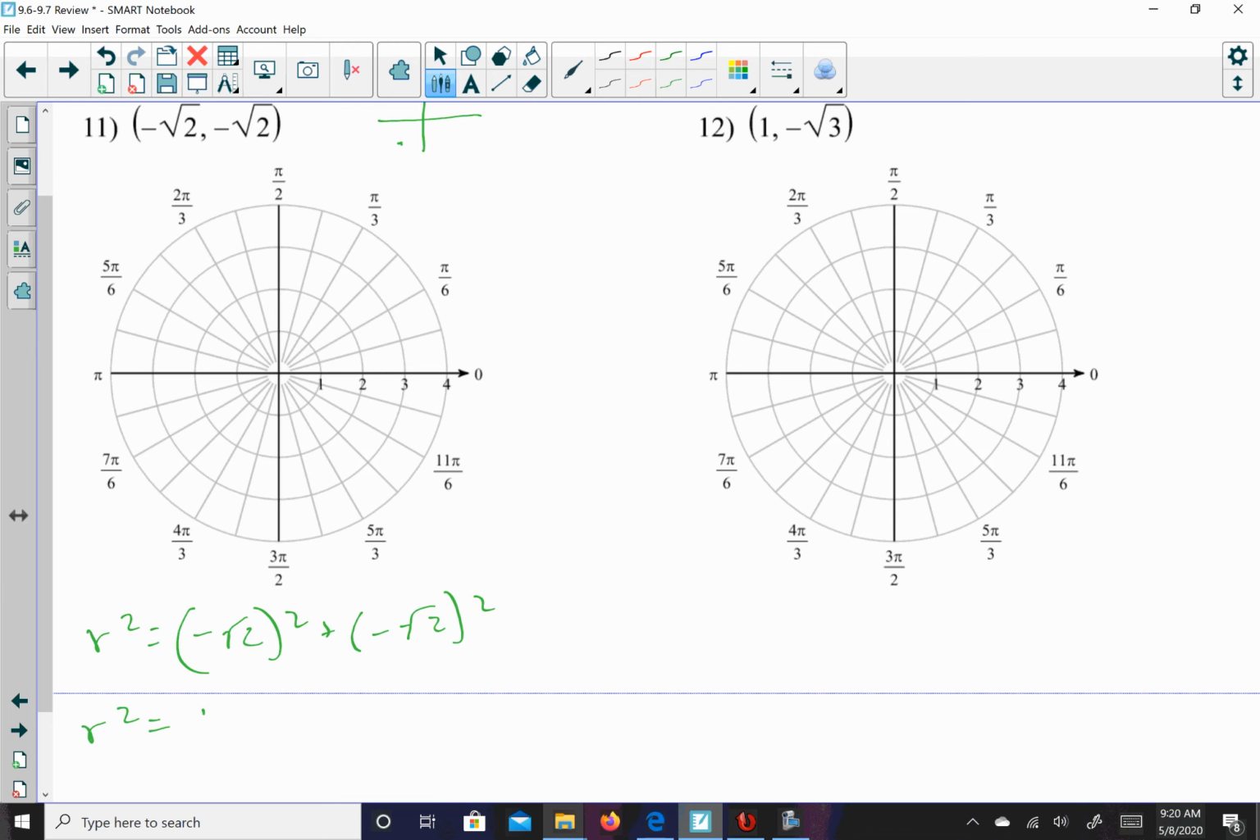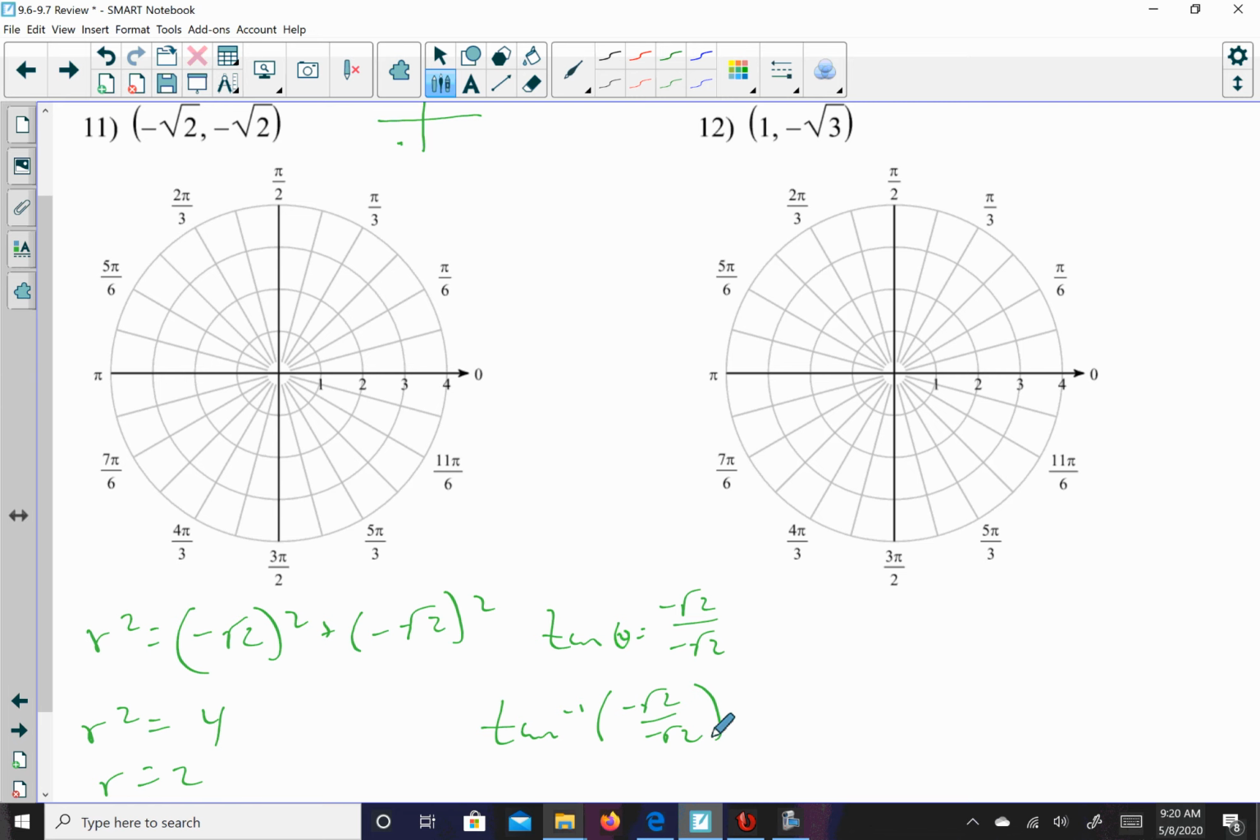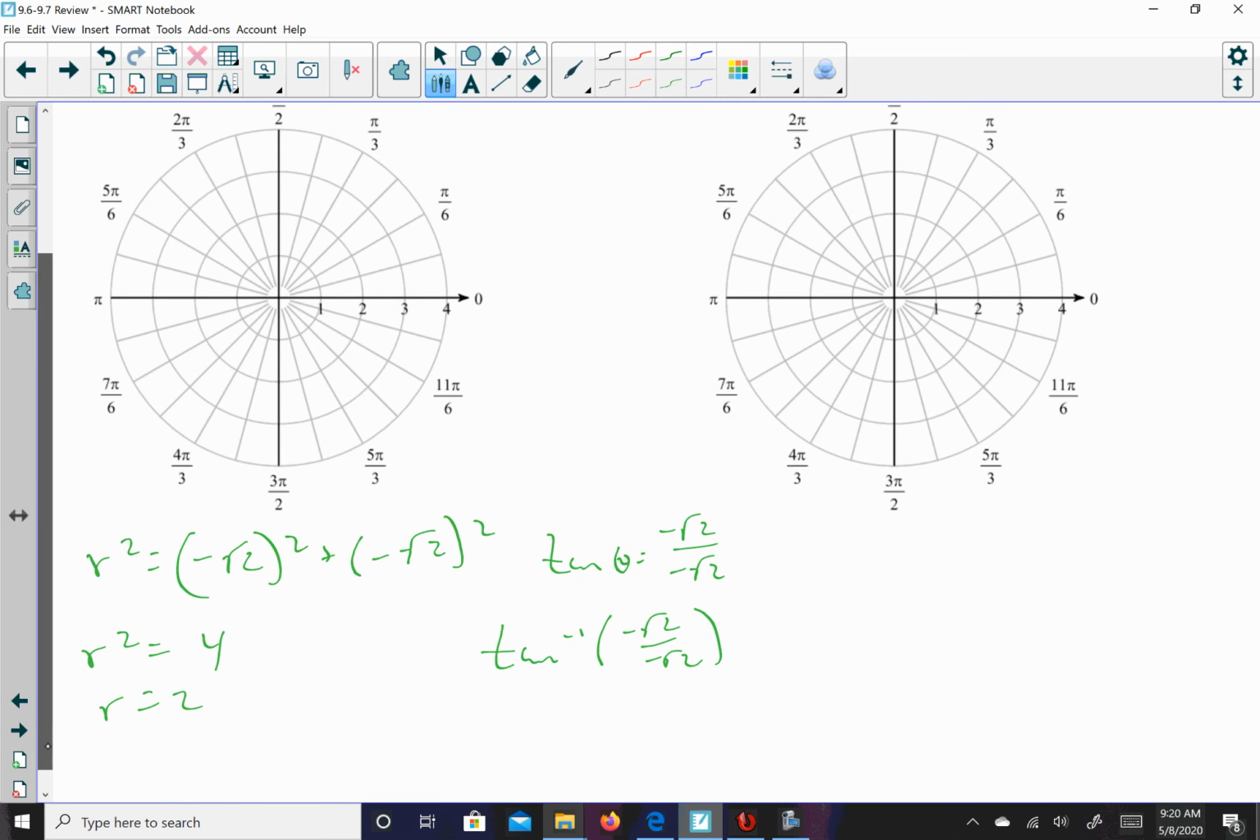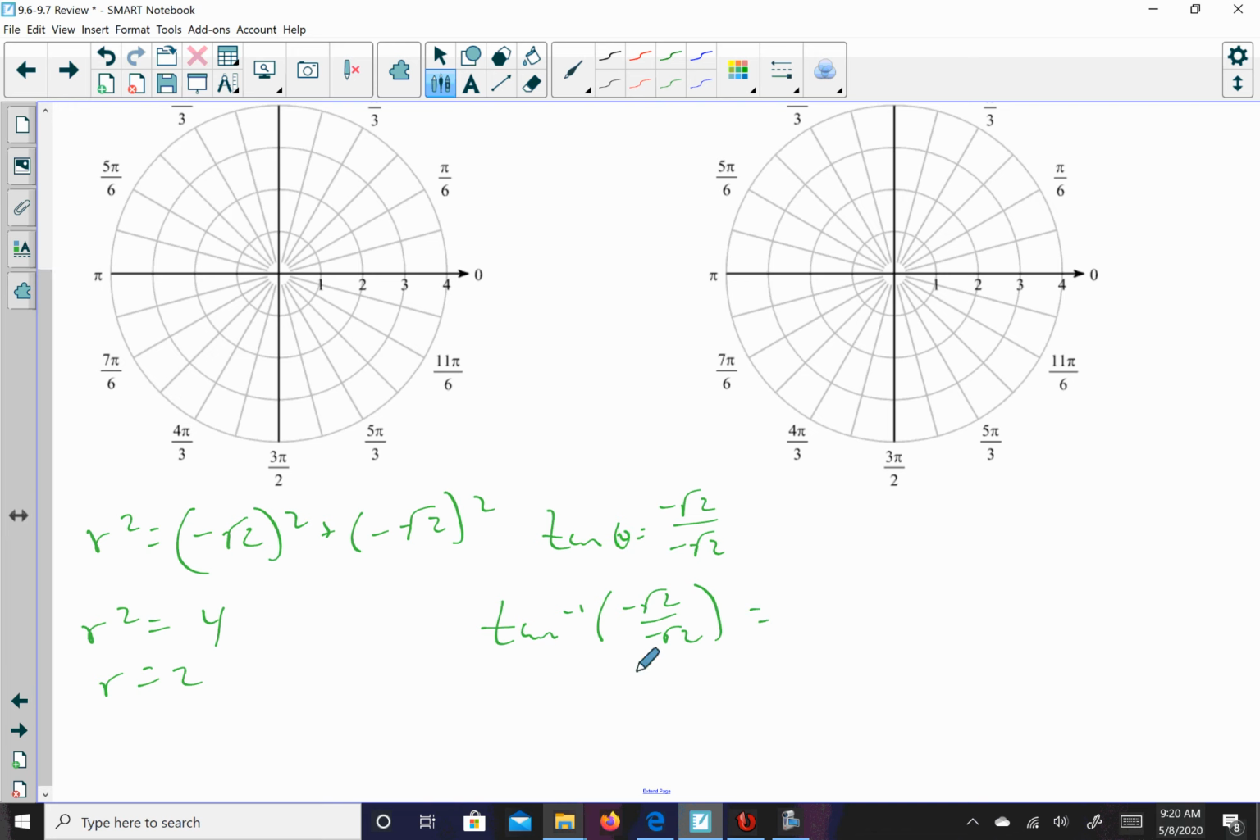So r squared, can I skip to 4? So r is equal to 2. And then the inverse tangent is going to equal negative square root of 2 over negative square root of 2. So I'm doing that in my calculator. When I do that, I get a negative pi over 4, which would be negative 0.78. So theta, oh, I'm sorry, it's going to be positive 0.78, or positive pi over 4.